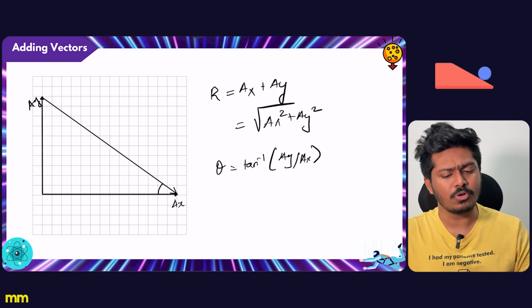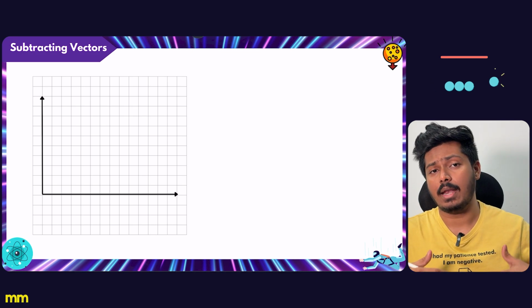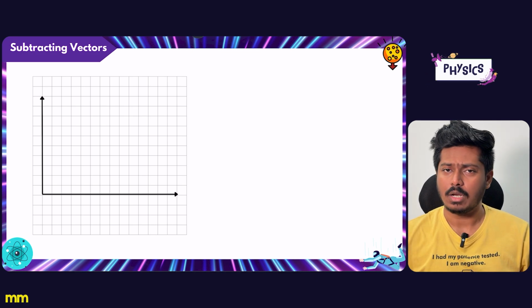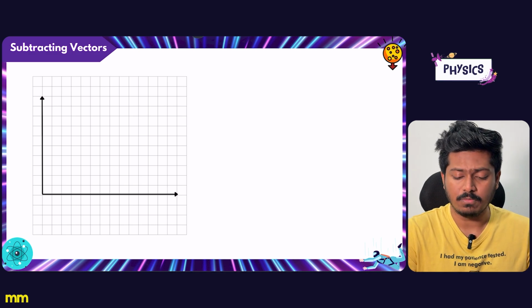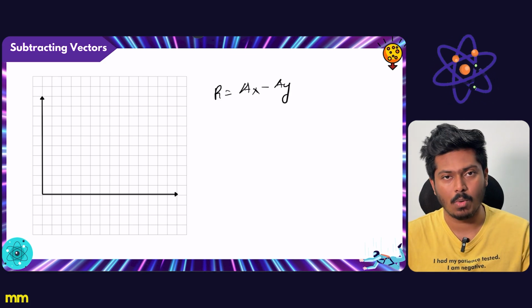Now let's learn how to subtract these vectors. Let's just assume that the same two vectors are given and they are at an inclination of 90 degrees with each other. Now, the only thing that we need to do is find a resultant vector which is a subtraction of these two vectors, that is ax minus ay.